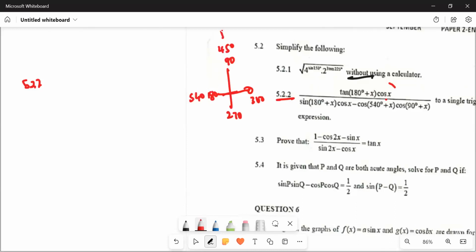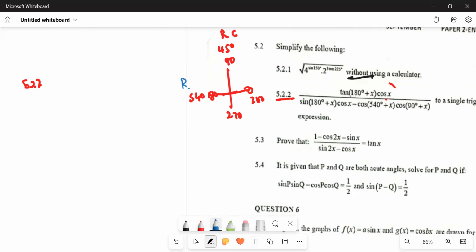Then 540. Remember, this one, they reduce and change. Horizontal lines reduce only, so if it's sine, it remains sine. Vertical lines reduce and change. So that's what we're going to be doing first. 180 is here, we reduce only. So it means tan is still going to remain as tan. So we're going to write this as tan of x. Again, 180 disappears, so we're going to be left with tan x.